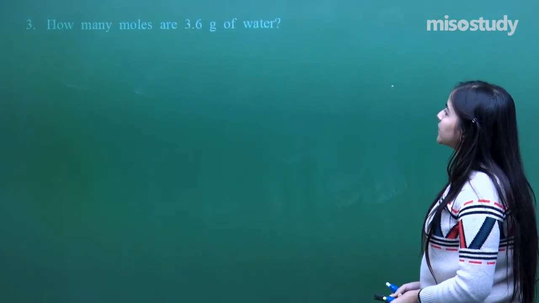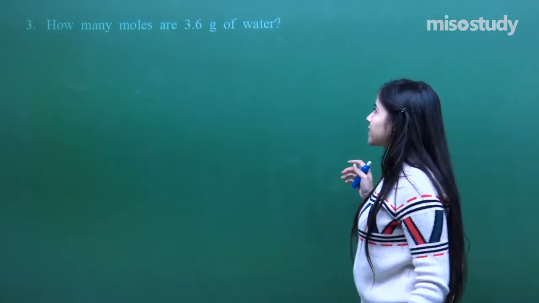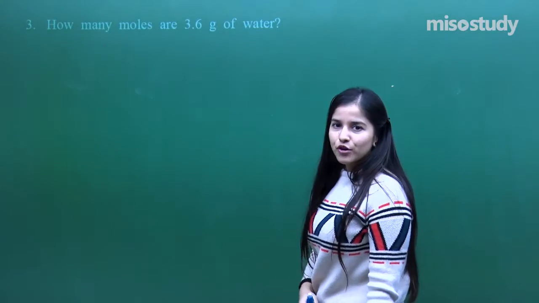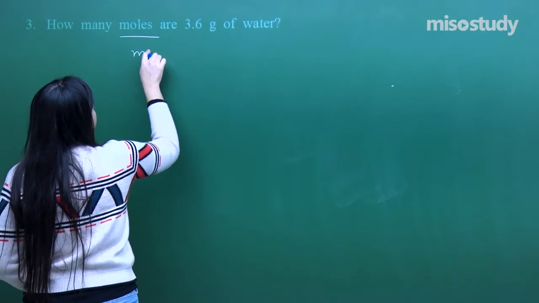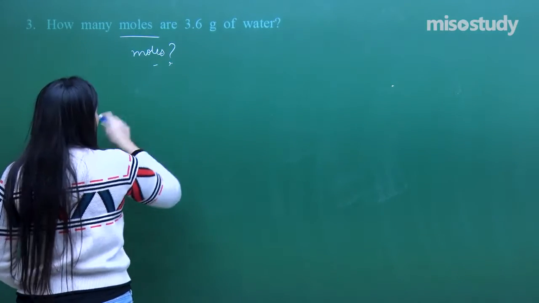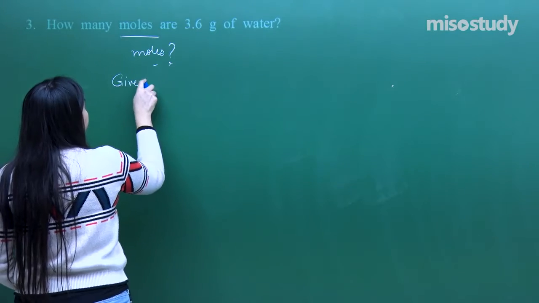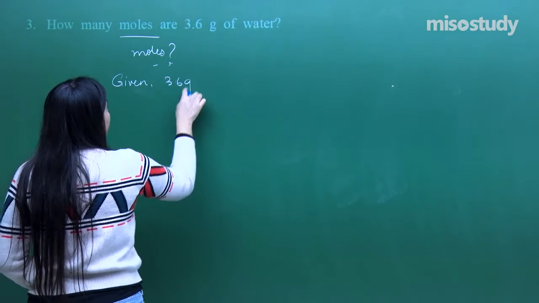Now question number 3: how many moles are there in 3.6 grams of water? Now comes up the mole concept. What they are asking is the number of moles, and what they have given is 3.6 grams of H2O.